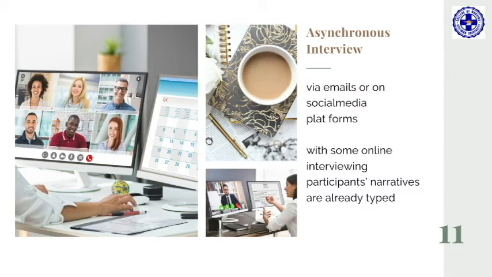A distinct advantage of online interviewing is that participants' narratives are already typed, thus avoiding the expense of transcribing recorded interviews. In an internet environment, researchers need to devote time and effort to crafting individual email responses to make sure all participants feel valued and understand that their narratives made important contributions to the study.